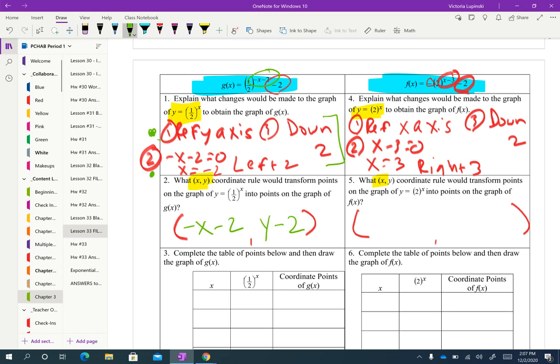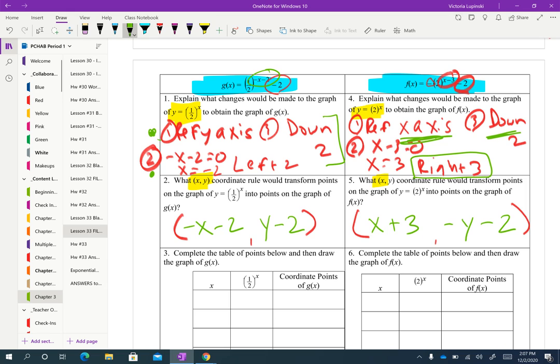Over on the right-hand side, if you wanted to take the points x, y, and change them, so in terms of x's, if you're trying to take the x's and move them 3 to the right, that would be all the x values plus 3. If you were trying to reflect them over the x-axis and then go down 2, you would do the reflection first, and then you would go down 2.